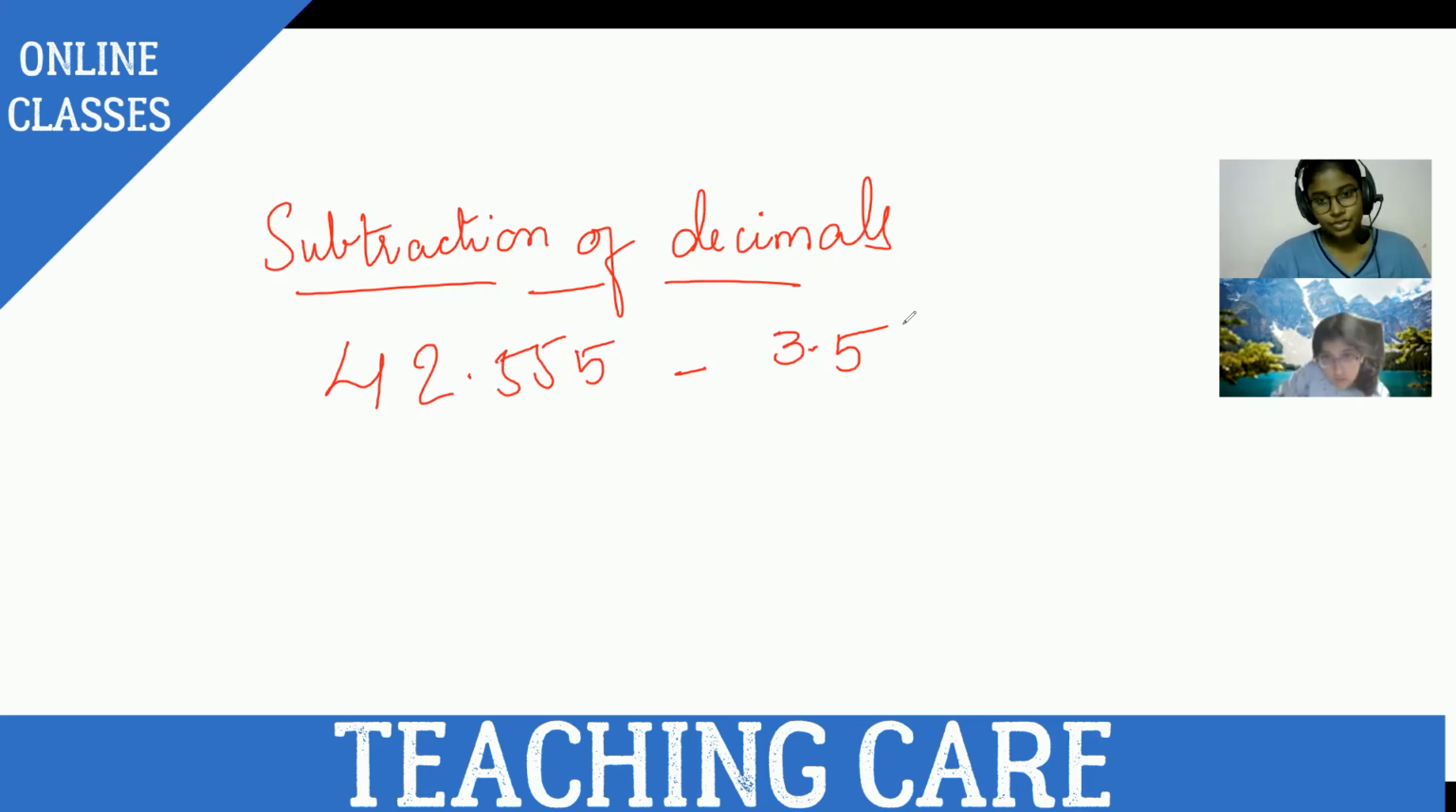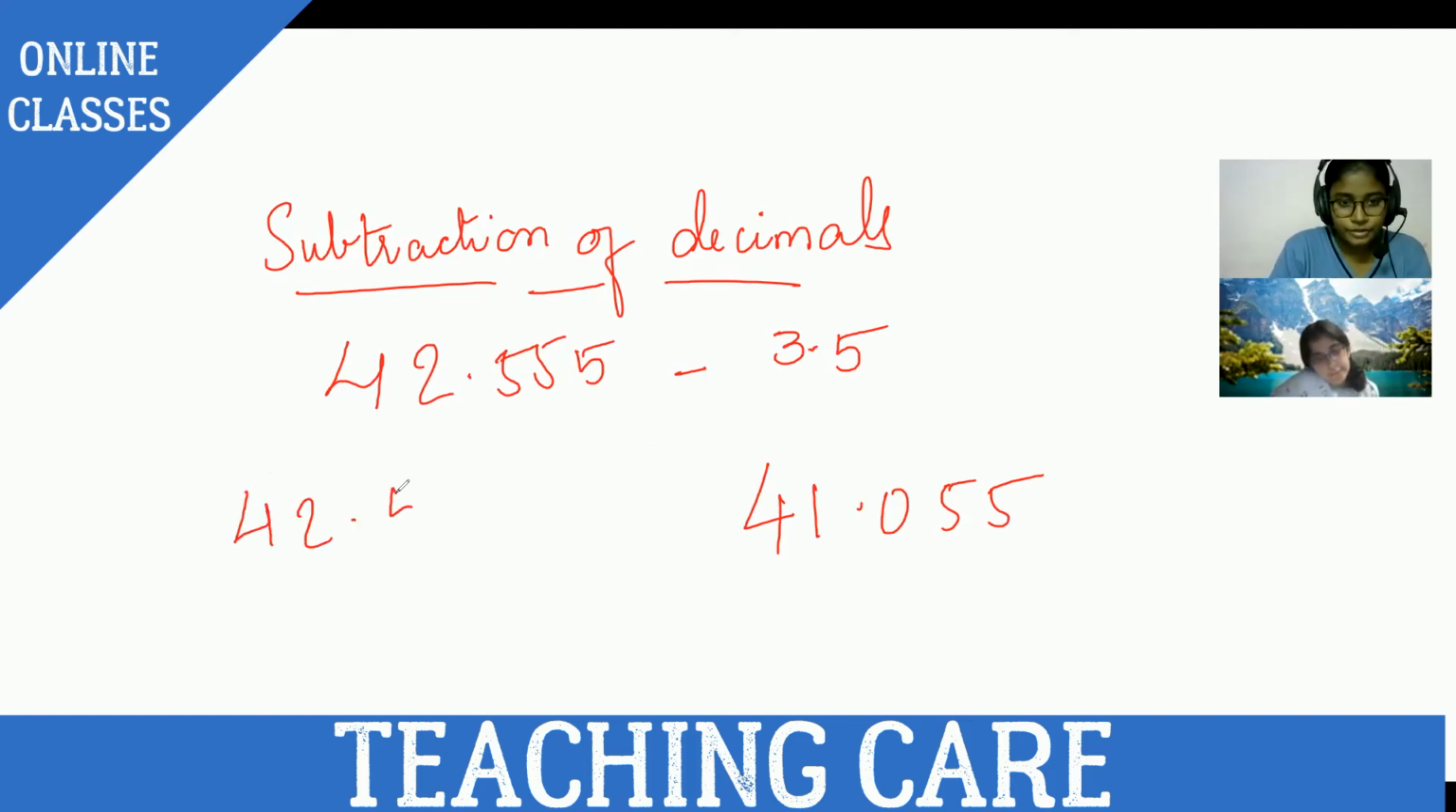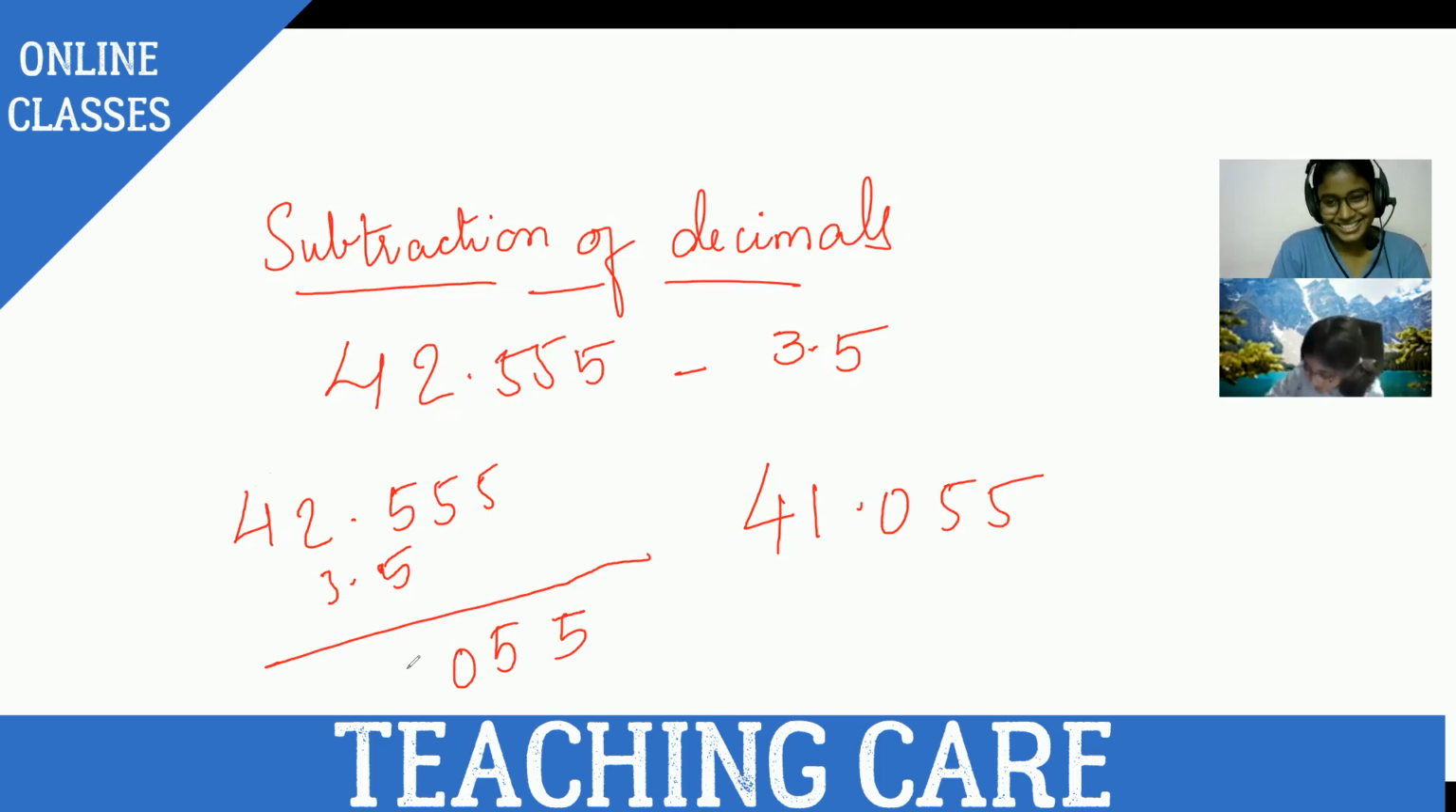42.555 minus 3.5. Okay. Forty-one point zero five five. Yes. Did you get it correct? Yes. Let's check. 42.555, 3.5. Wait, no. I did not. Yes. One sec. Sorry.